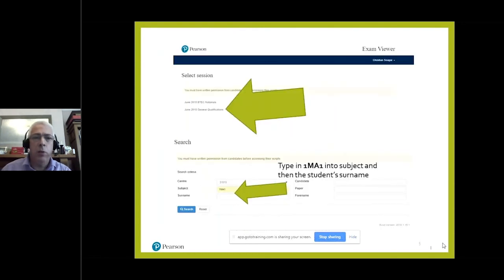Obviously, when you go into the script viewer, you pick your qualification, and then you put in the surname of the student. If students have got the same surname, you've got your candidate number and things like this, and you can drill down, and then you can start looking at the scripts for that candidate online, or you can print it out as a PDF. I'm sure a lot of you are doing this, but as I say, it's one of these things that one or two people probably don't know about.